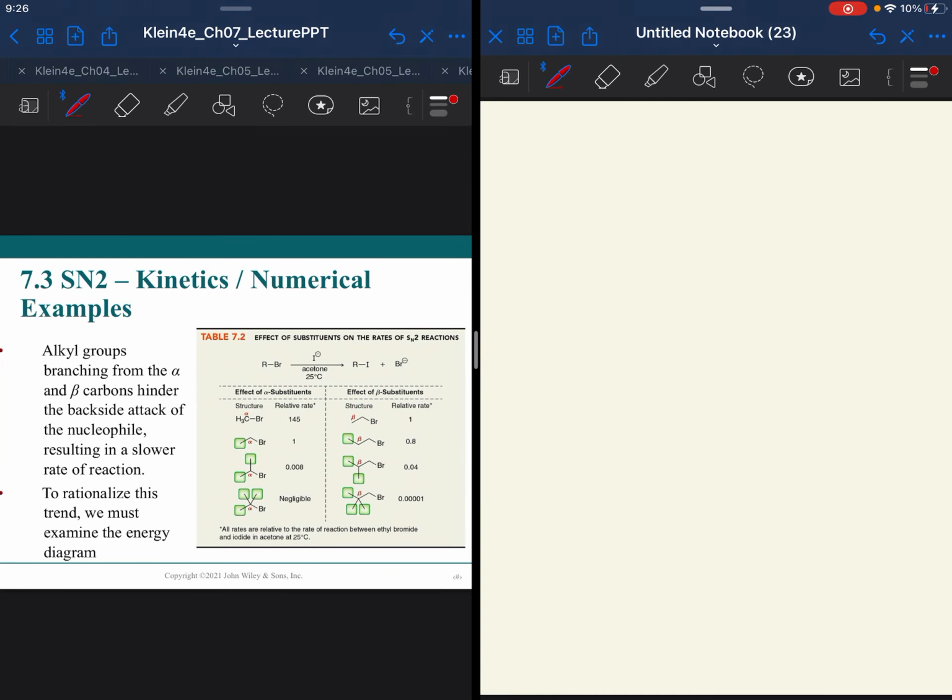And this was discovered through experimental observation and studying reaction rates, right? If we have a baseline of our primary alkyl halide in an SN2 reaction, and we say that rate is 1, the methyl halide is much faster, the secondary halide is much slower, and then the tertiary halide doesn't really happen at all.